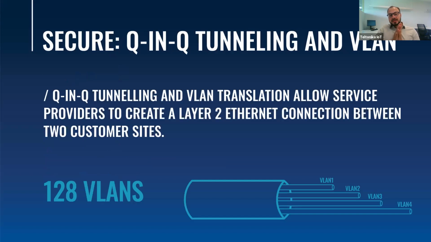So, about VLANs and Q-in-Q tunneling. For example, one LAN can have multiple virtual LANs. This means that instead of multiple routers without VLAN functionality, you can use some of our routers with VLAN functionality. Our routers support up to 128 VLANs.